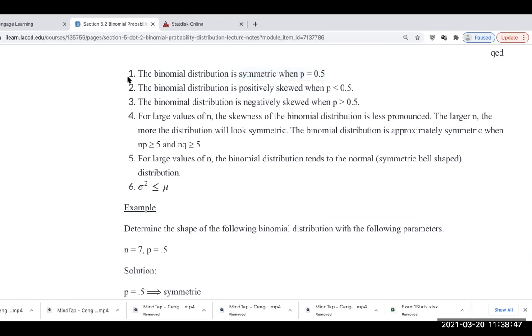So the binomial distribution is symmetric if P is equal to 0.5. It is positively skewed when P is less than 0.5. It's negatively skewed when P is greater than 0.5.